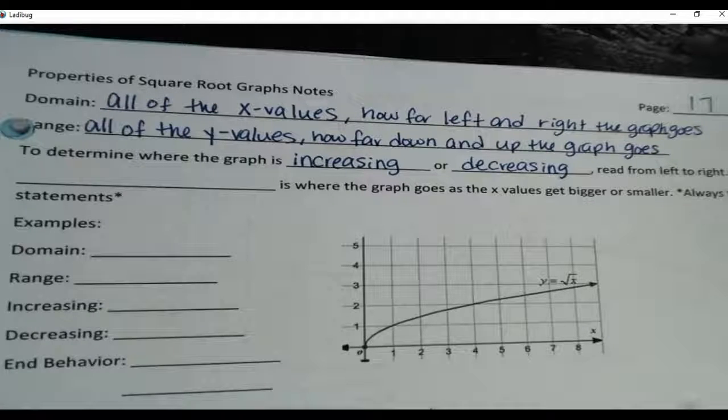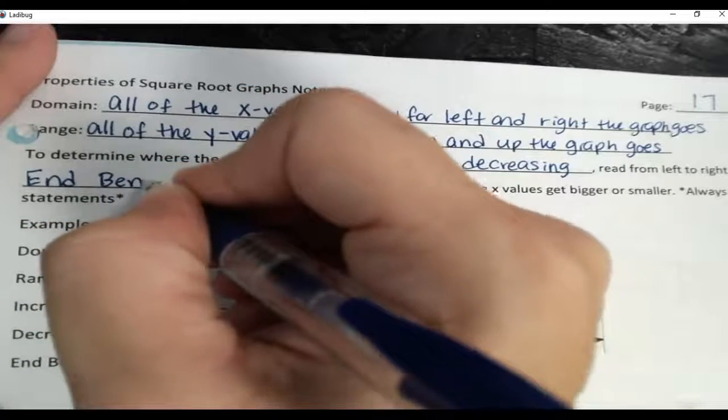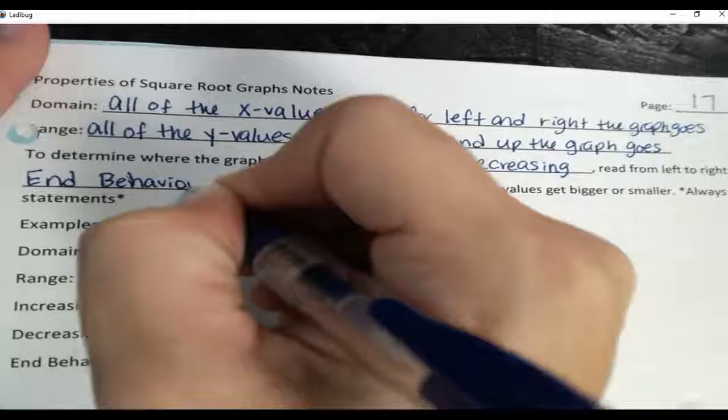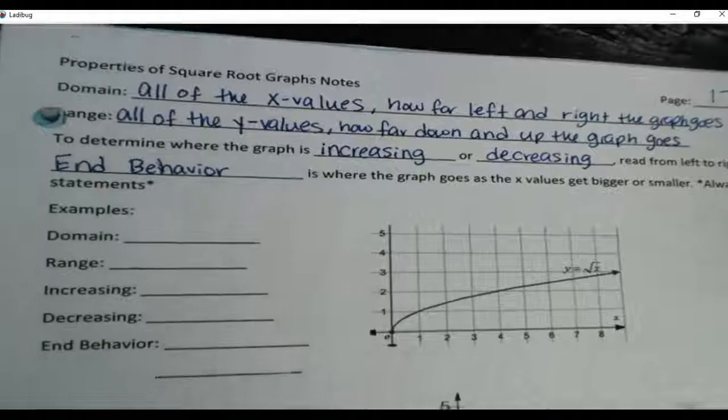And then one thing that we didn't talk about with parabolas, but we want to look at with this, is called the end behavior. Yes, end behavior. And so that is, where is your graph going as your x values are getting bigger and getting smaller? There's always two statements, because you always want to look at what's happening on the left side of the graph, what's happening on the right side of the graph. Okay. Questions? Okay. Alright, let's look at this first one.